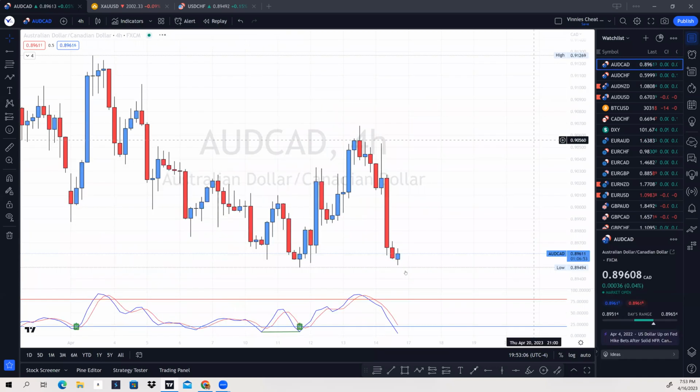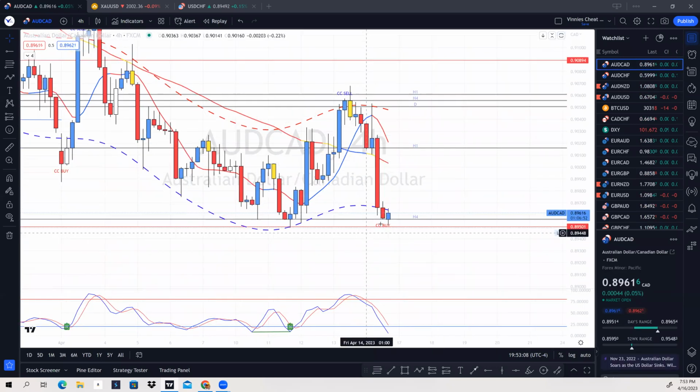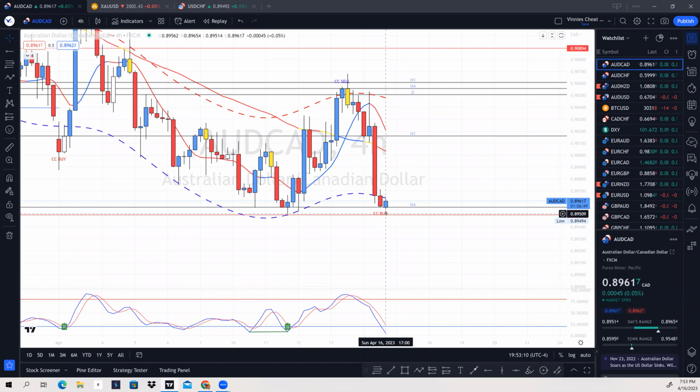AUD CAD do have a cheat code buy signal here on the 4-hour time frame. It is sitting at a higher time frame demand zone. All right, that's the demand zone here. So what we'll simply do now is wait for a 1-hour break and retest. Then we can take this trade on AUD CAD.